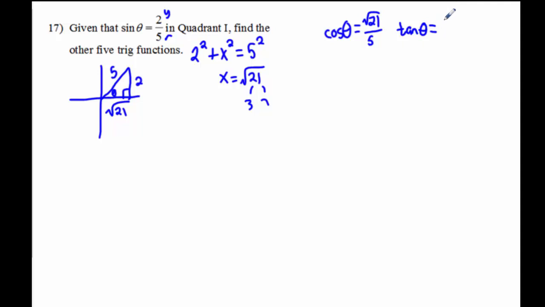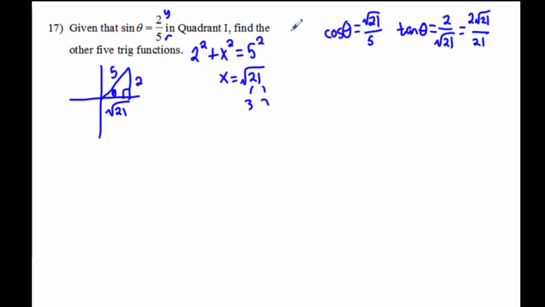Tangent. Tangent is opposite over adjacent, or y over x. So 2 over the square root of 21, just make sure you rationalize that. We multiply the top and bottom by square root of 21. So that's 2 square roots of 21 over 21. Every time we rationalize, it makes the square root on bottom go away. So instead of having square root of 21, now I just have 21. And it's like I'm moving it up to the top.